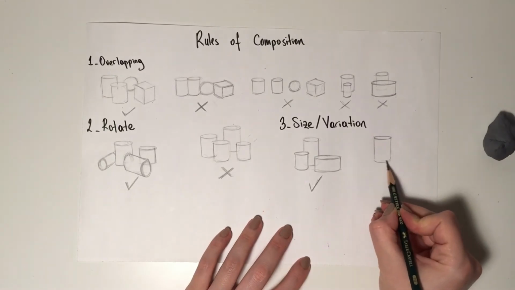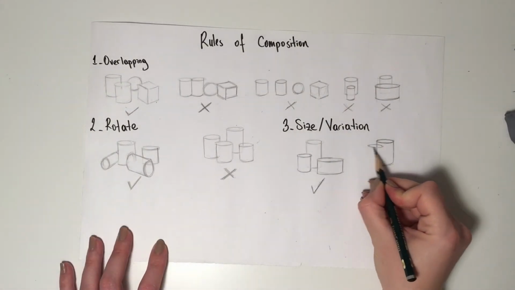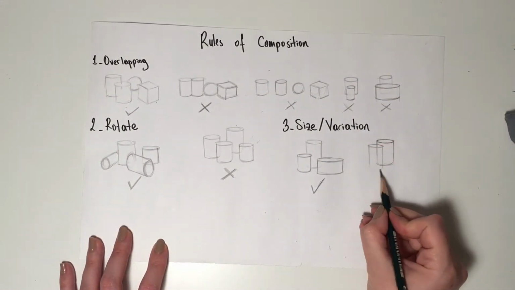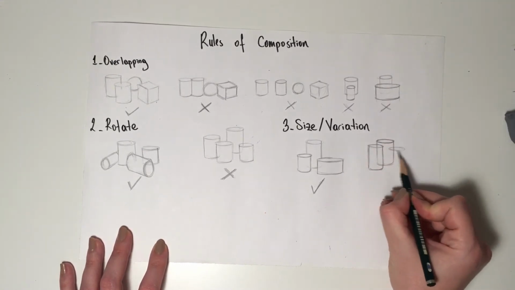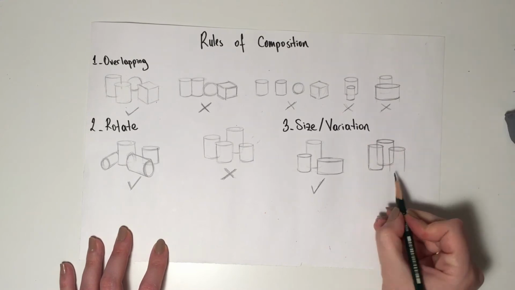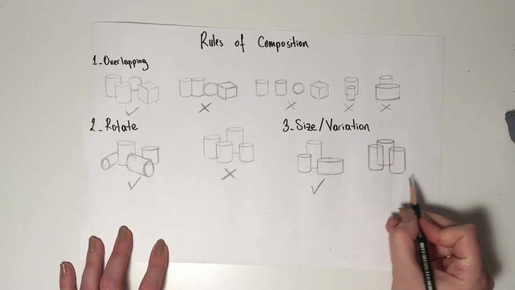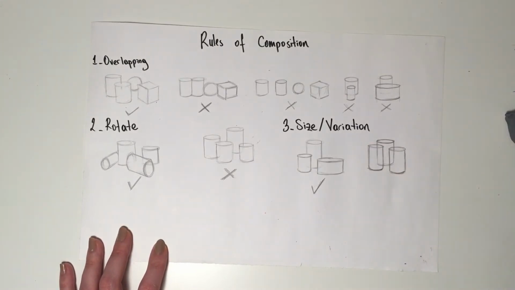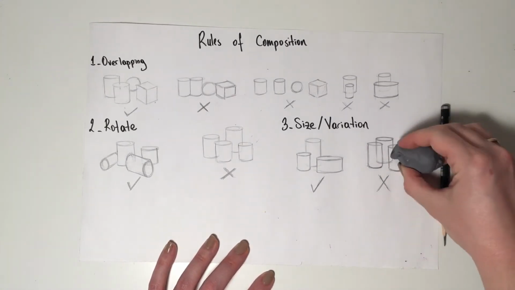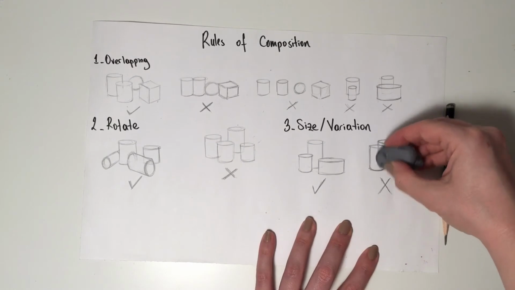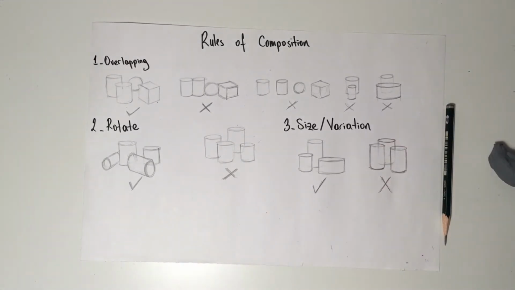There is also a bad example. They all are at the same exact size. Not using variation or not rotating your objects just creates a boring composition. So try to use variation and try to rotate your objects.